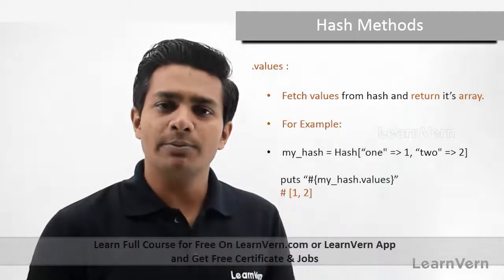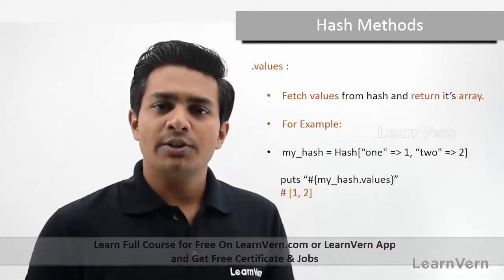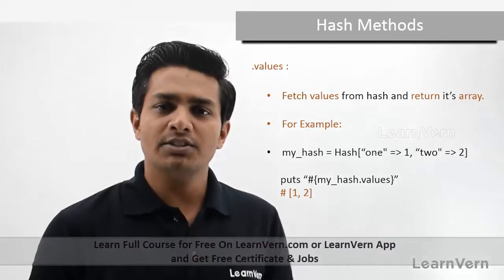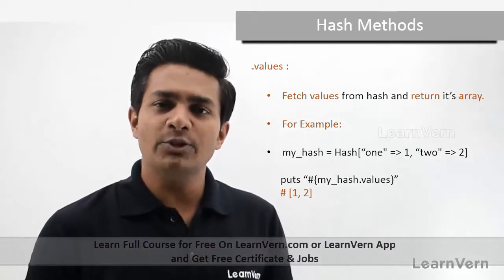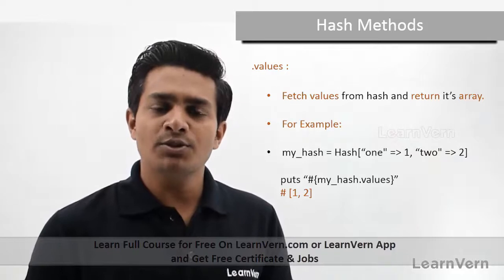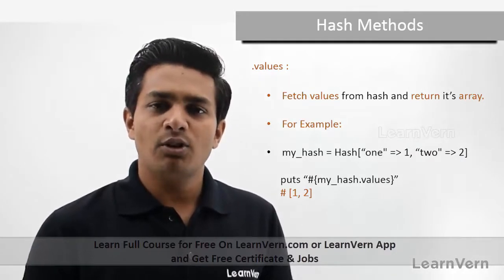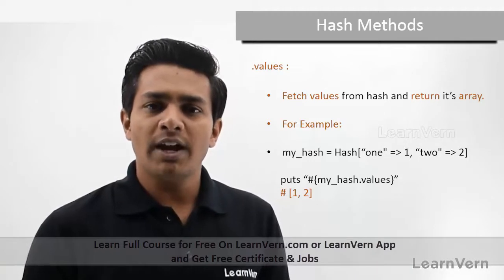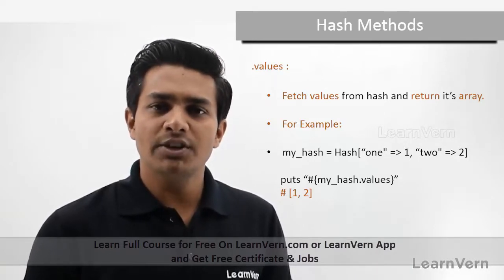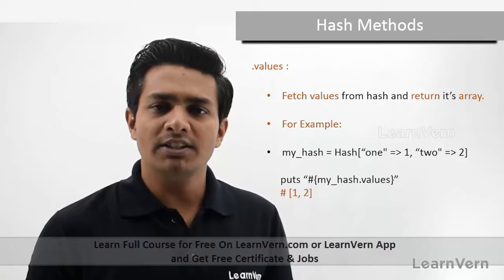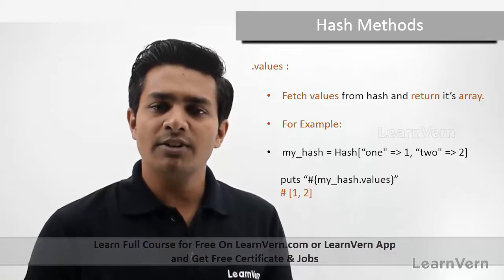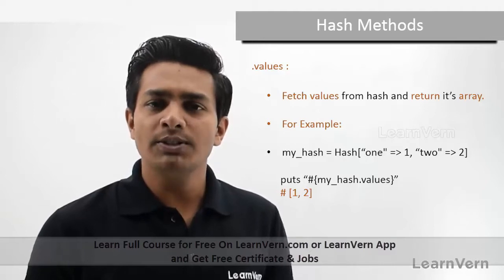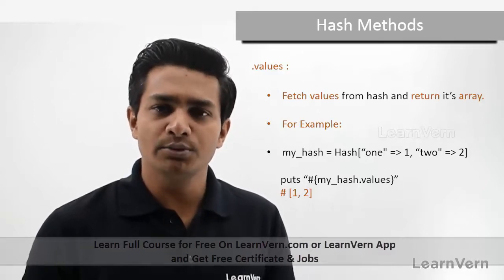Here in the example, I have created one hash which contains two elements, two key value pairs, and I want to fetch the values of both the pairs. So I have written my hash variable name dot my method, that is values, and that will return me one array, and that array contains both the values 1 and 2.